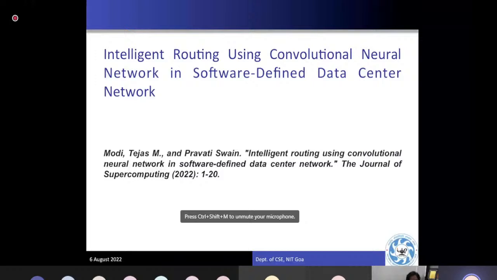Okay, right. So, intelligent routing using CNN in a software-defined data center network. We have taken the environment of the data center where the software-defined idea is applied. By the way, we published this work in 2022 in a journal called Supercomputing. If anyone is interested in this type of work, you can get more detail from this paper.